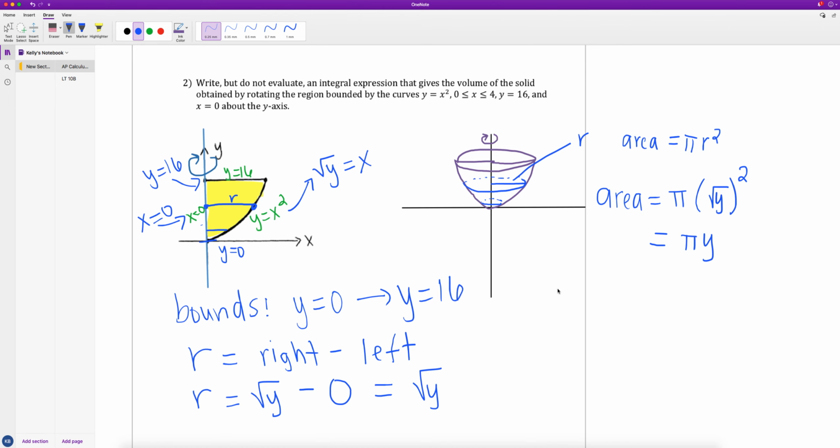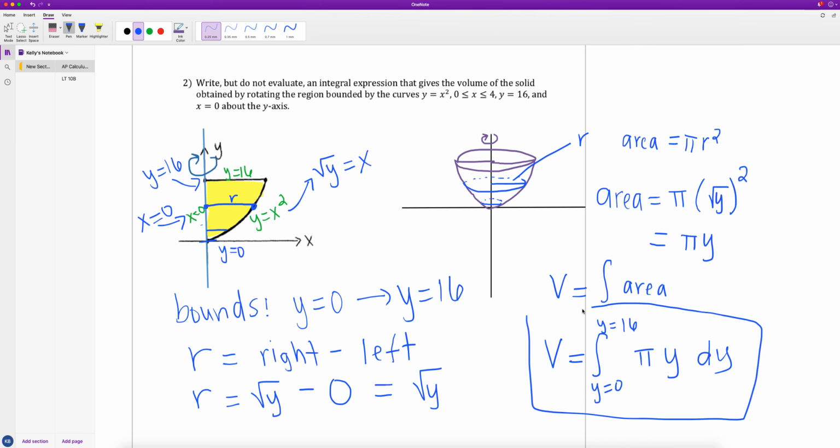area. To set up our final equation, which will be the integral that represents volume, remember volume is going to be the integral of our area. I need to just integrate this area using my bounds y equals 0 to y equals 16. So for my final answer, volume is going to be equal to the integral from y equals 0 to y equals 16 of pi times my radius squared, so just pi times y dy. And this right here is the integral expression that represents the volume I get of this three-dimensional bowl shape.